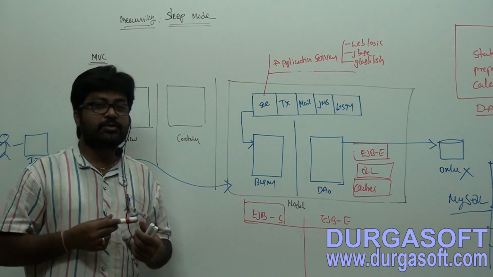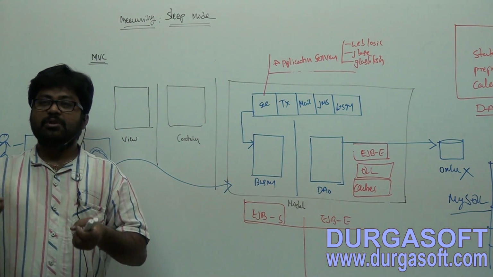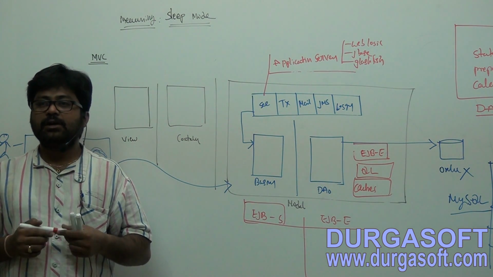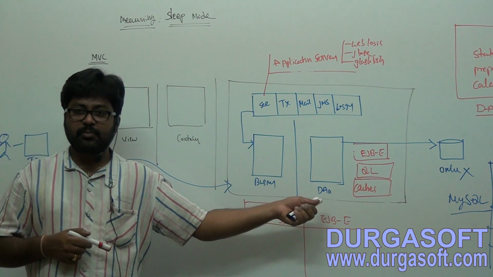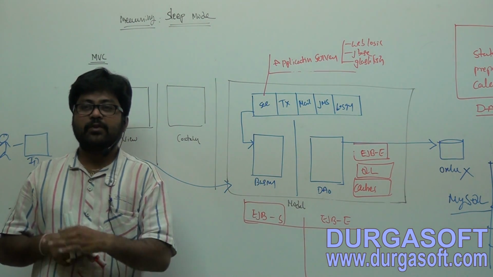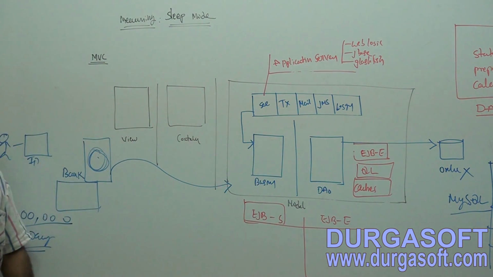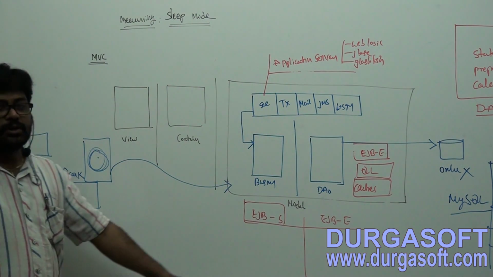But if you go through JDBC, we must write some database dependent queries in our DAO classes, and it will not provide us any cache support. So a lot of performance issues you may get for enterprise applications. So for enterprise applications, simple JDBC is not suitable. We have to go through EJBs.